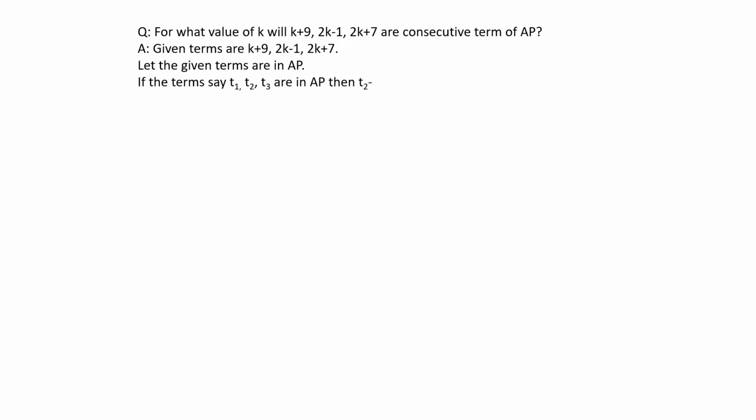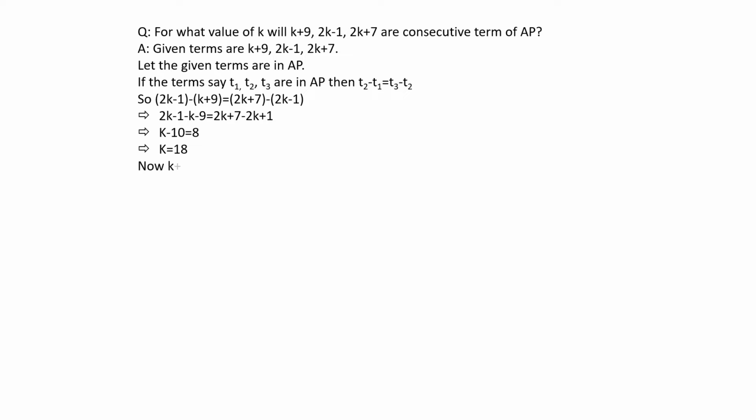If the terms, say t1, t2, t3, are in AP, that is arithmetic progression, then we can write t2 minus t1 equals t3 minus t2. So in this case we can write (2k minus 1) minus (k plus 9) equals (2k plus 7) minus (2k minus 1). On opening the brackets, it is 2k minus 1 minus k minus 9 equals 2k plus 7 minus 2k plus 1. This implies k minus 10 equals 8. Simplifying the left hand side and right hand side, we get k minus 10 equals 8.